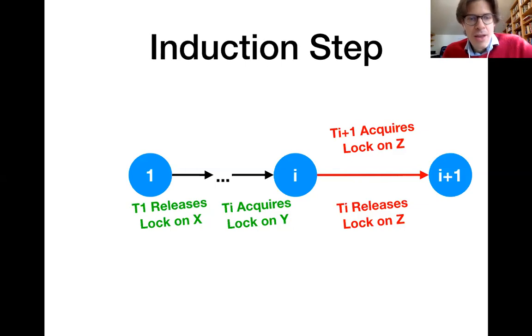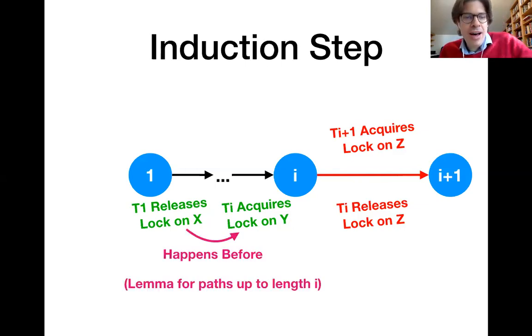All right. So first of all, we assume that we have already proven via induction that if I have a path with up to I nodes, the first transaction in that path releases a lock on some object before the last transaction on that path acquires a lock on some object. It doesn't have to be the same object. So we have proven this. We assume that we have proven this via induction.